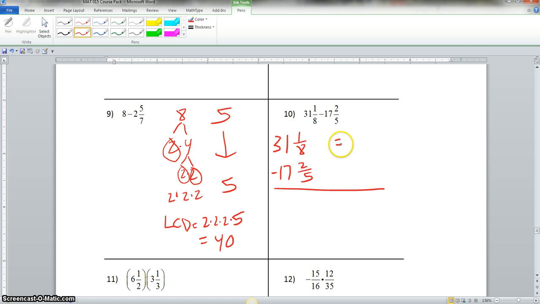So what we will have here is this. We'll bring over our whole numbers, minus 17 and the 31, and our denominators will be 40. Now we'll do like we did in other problems. We'll take the new denominator, which is 40, divided by the old denominator. 40 divided by 5 is 8, so we'll multiply our numerator and denominator by 8. 5 times 8 is 40, and 2 times 8 is 16. 40 divided by 8 is 5, and we multiply our numerator and denominator by 5. 8 times 5 is 40, and 1 times 5 is 5.